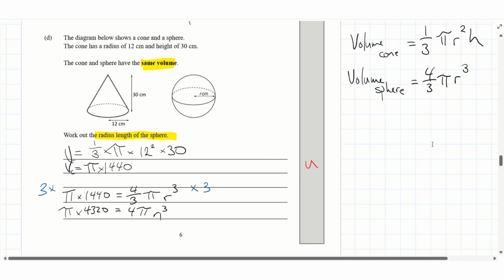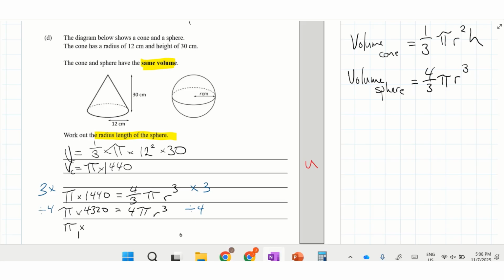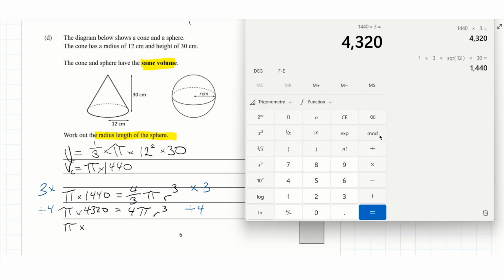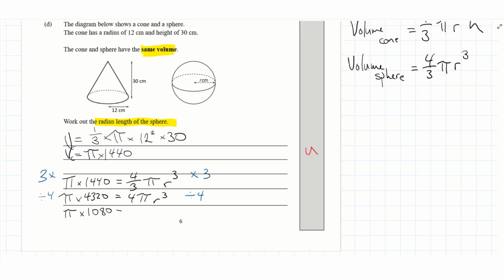Okay, now I want to undo a different bit of it. This time I'm going to undo the 4. So I'm going to divide both sides by 4, and I'm going to get pi times 4,320 divided by 4. 4,320 divided by 4 is equal to 1,080. So I'm going to come back here and write in 1,080 is equal to pi r cubed.